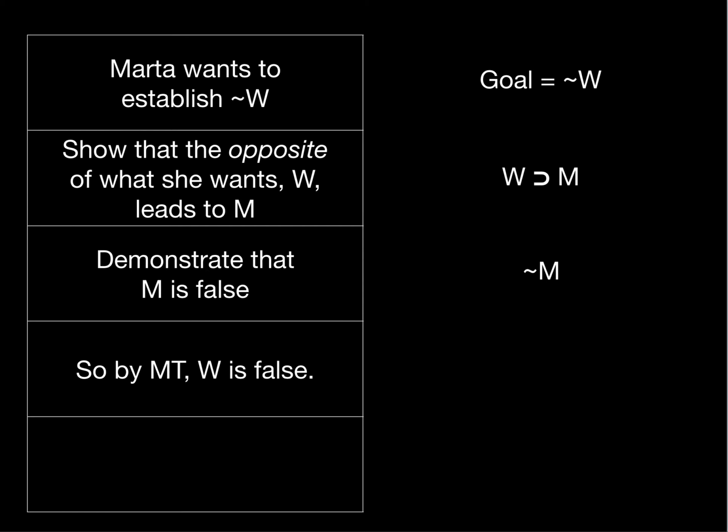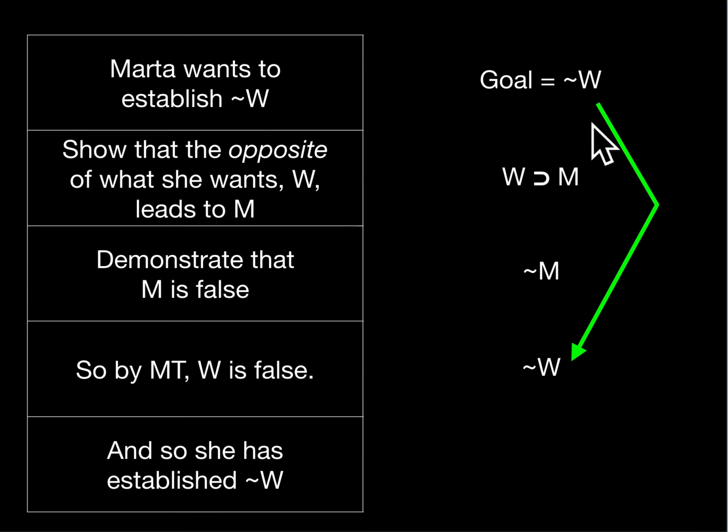By modus tollens, if you know that if W then M, and you have the negation of the consequent, you can derive the negation of the antecedent, so not W. So she's reached her goal, right? Her goal was to establish not W, and she got it. And she did it this way, by showing that the opposite leads to something that she knows is false, that you can establish has to be false. Okay.